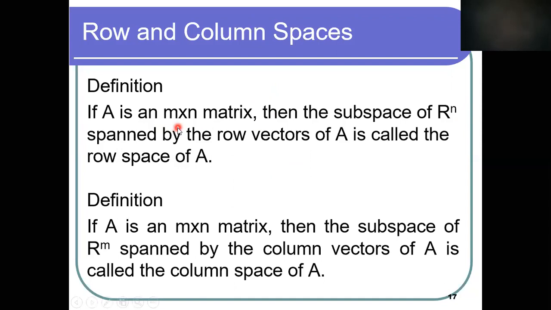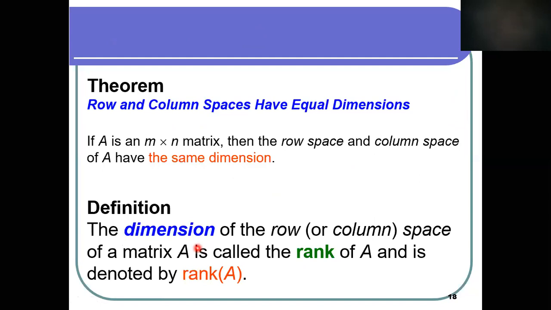So if you have m rows and n columns, the rows are basically a subspace of the domain, and the n columns of the matrix form the column space, a subspace of Rm, the codomain. So the row space and column space have equal dimension. If A is an m cross n matrix, then the row space and column space of A have the same dimension.